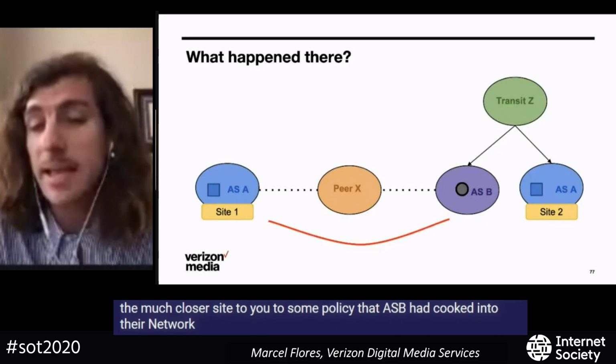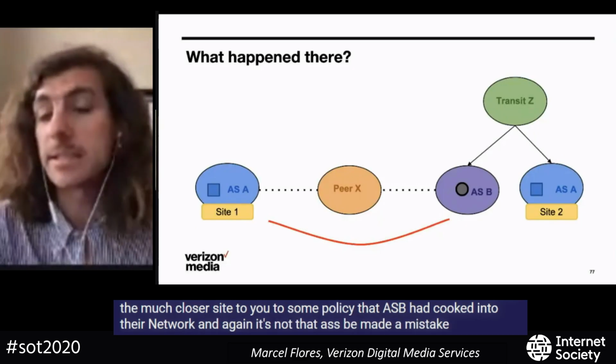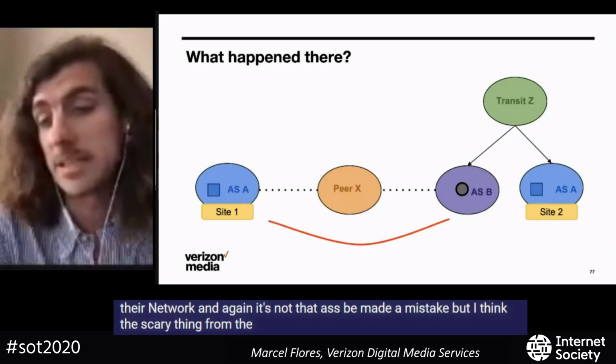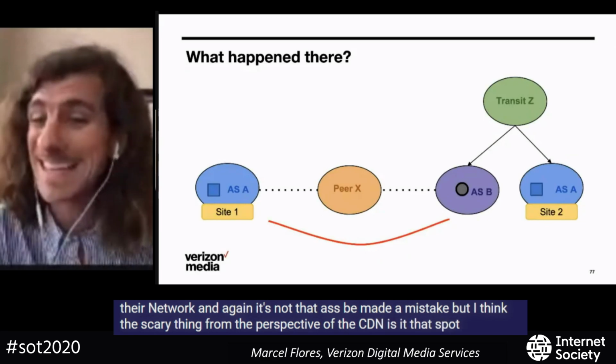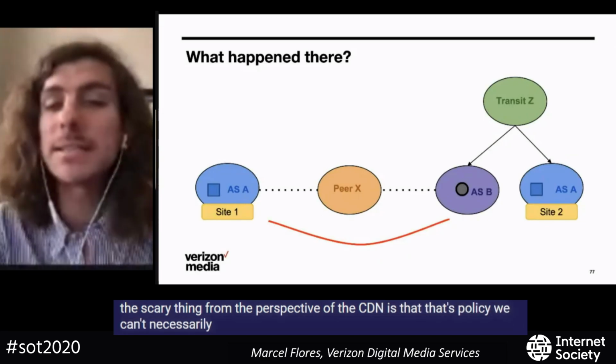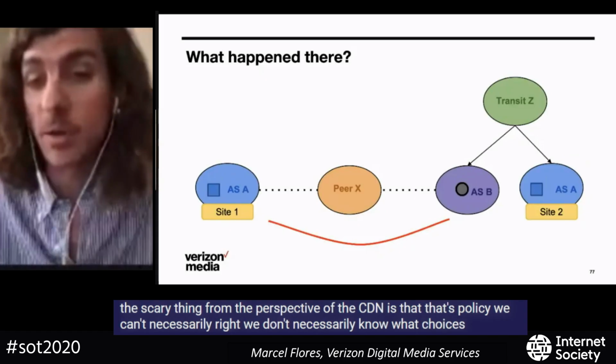And again, it's not that ASB made a mistake, but I think the scary thing from the perspective of the CDN is that that's policy we can't necessarily see. We don't necessarily know what choices ASB is going to make.